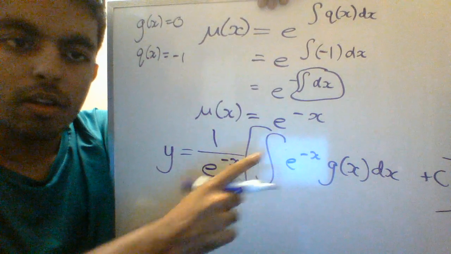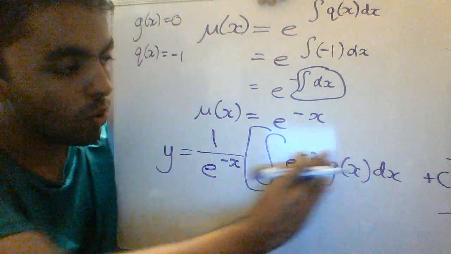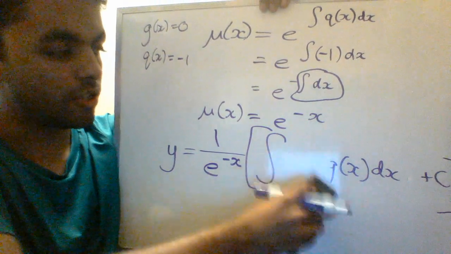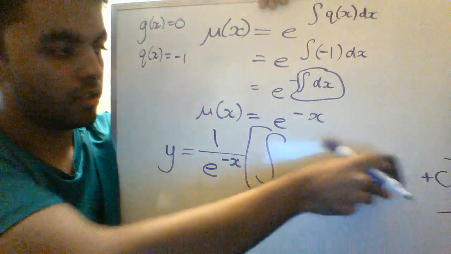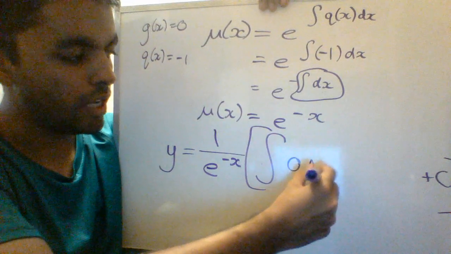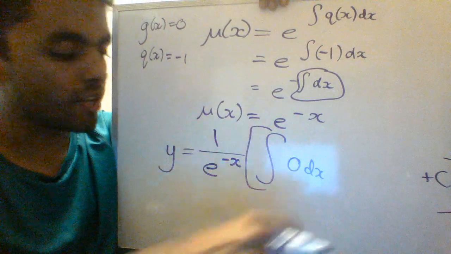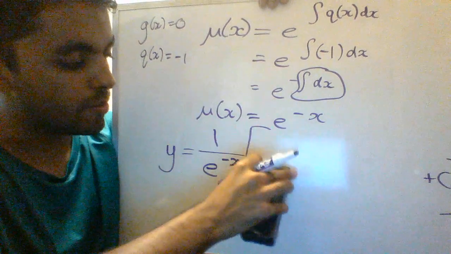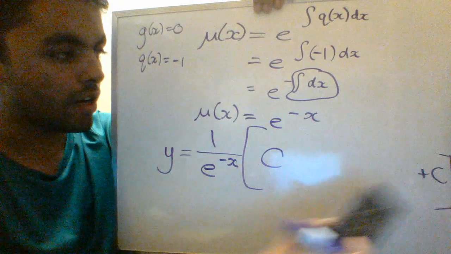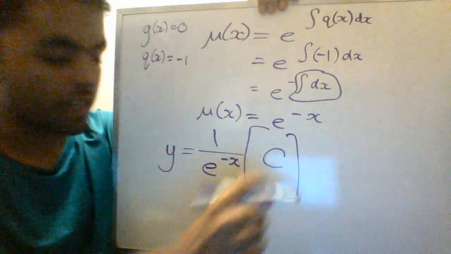However, g of x right here is 0, meaning that this whole thing just disappears, because it's just the integral of 0 dx. If you pull out the 0 and integrate, it doesn't matter. You're going to be doing 0 times something, so this whole thing disappears, and all you're left with is that plus c all the way at the end. So I'm going to put that c right here and get rid of the rest of this. That's all you're left with.